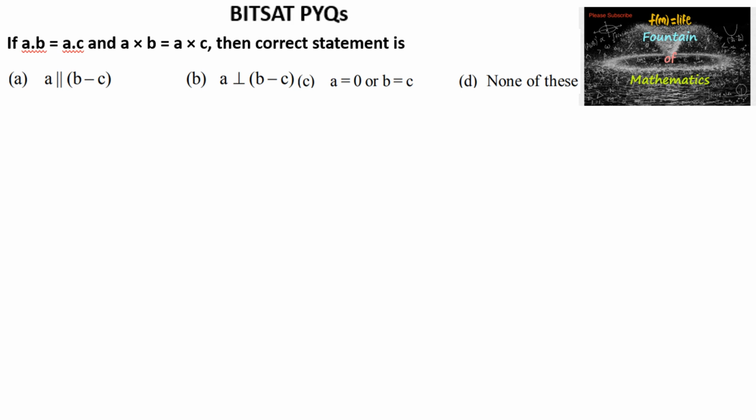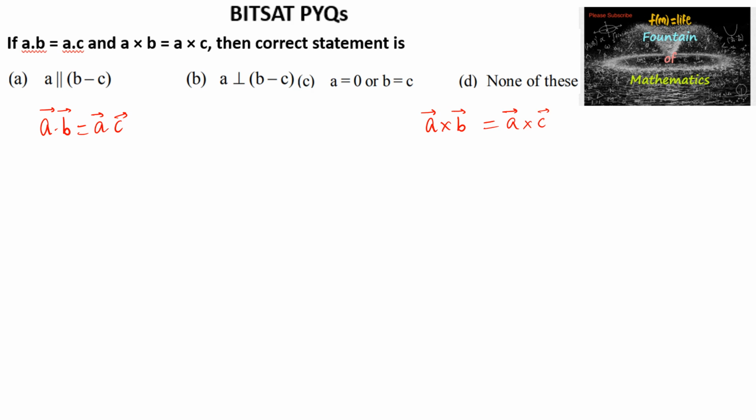Given three vectors a, b and c such that a dot b is equal to a dot c and a cross b is equal to a cross c. Now we need to identify the correct statement among the following.